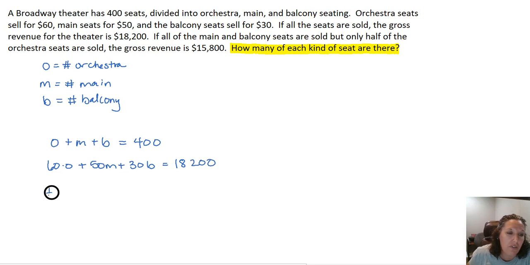so we're going to get half of our orchestra seats at $60 a piece, and then all of our main and all of our balcony seats, then our revenue is $15,800.